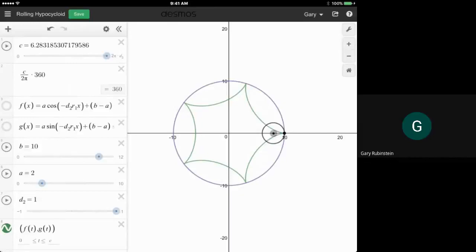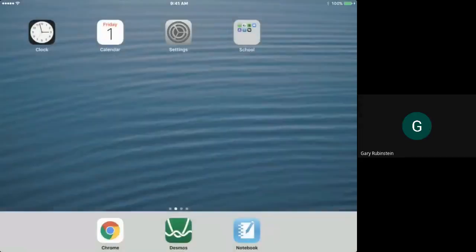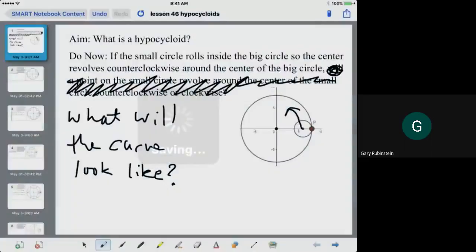Today we're going to find out what the equation of this is. This shape is called a hypocycloid. But we're going to build up to it with another question. And really, we only have three questions for today.